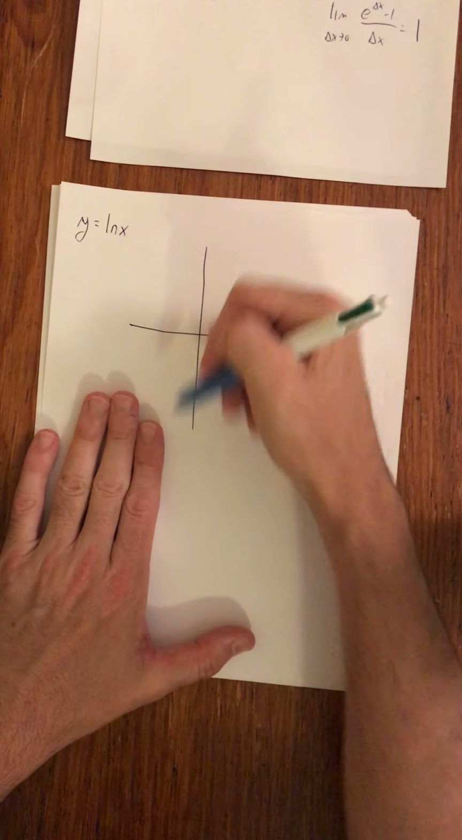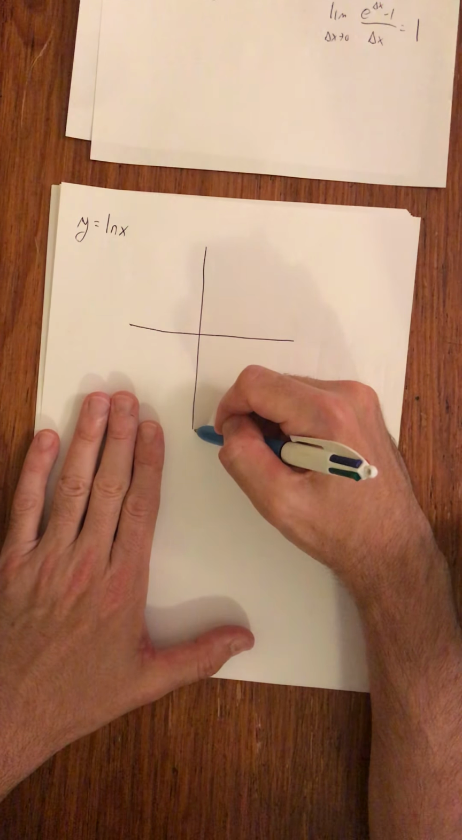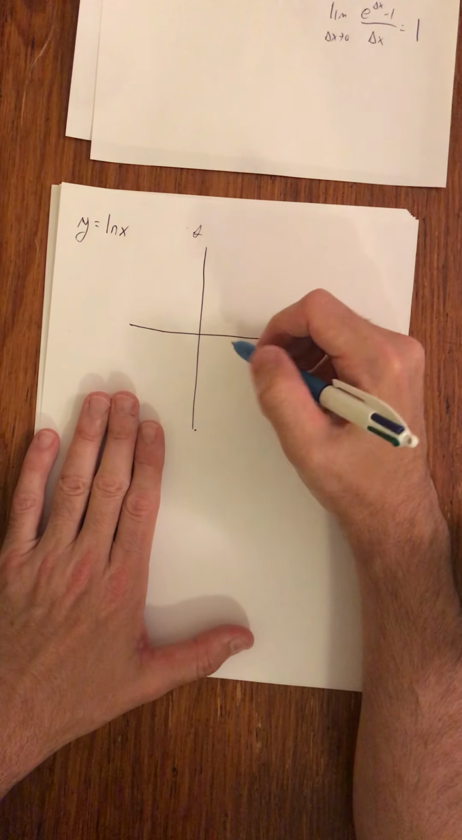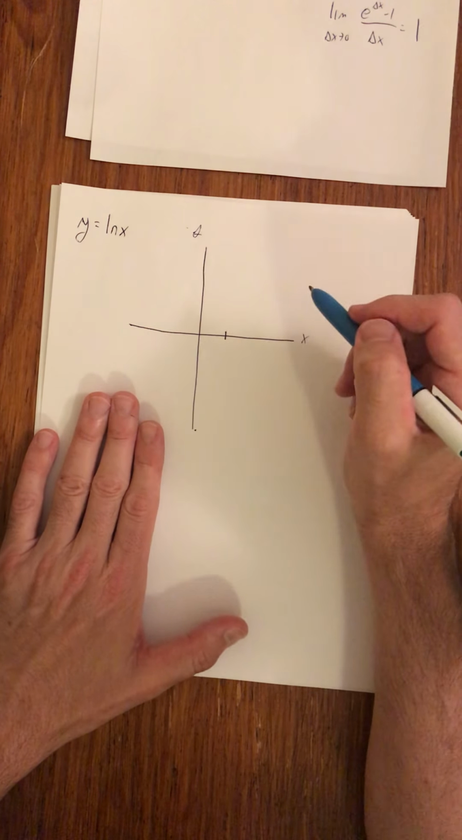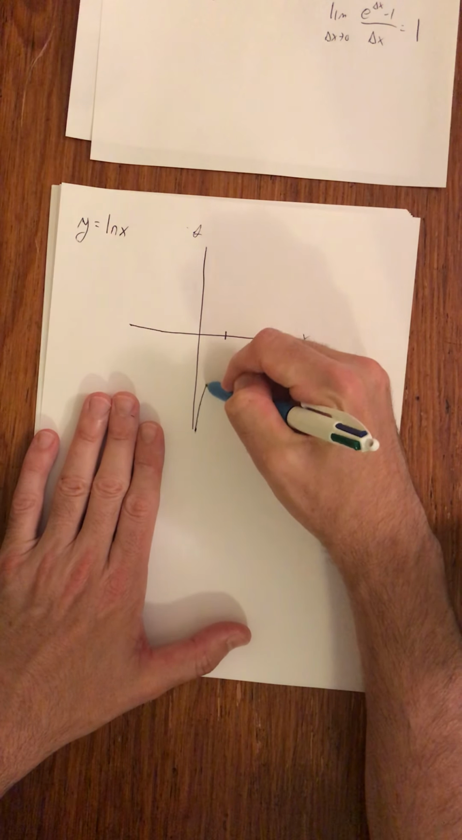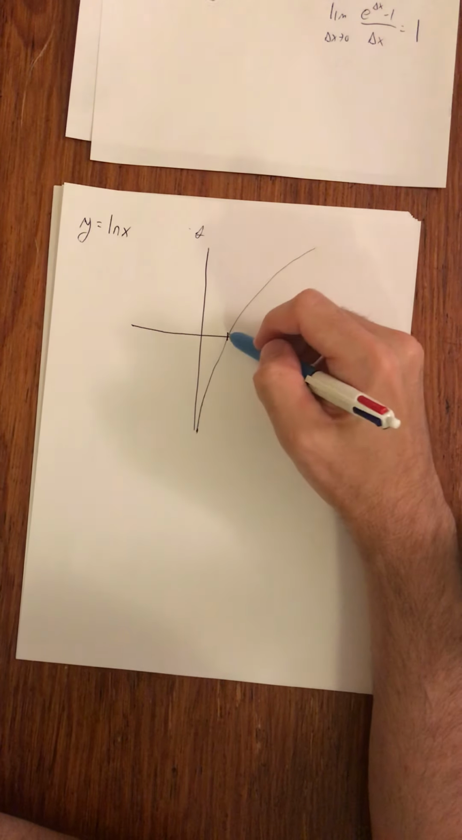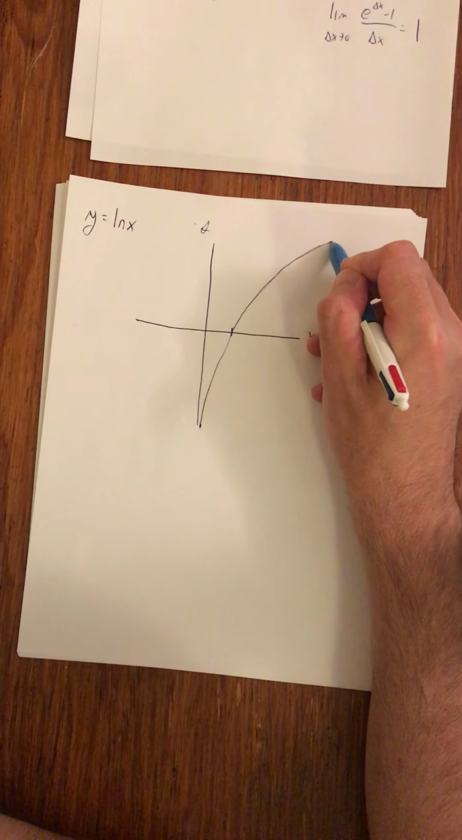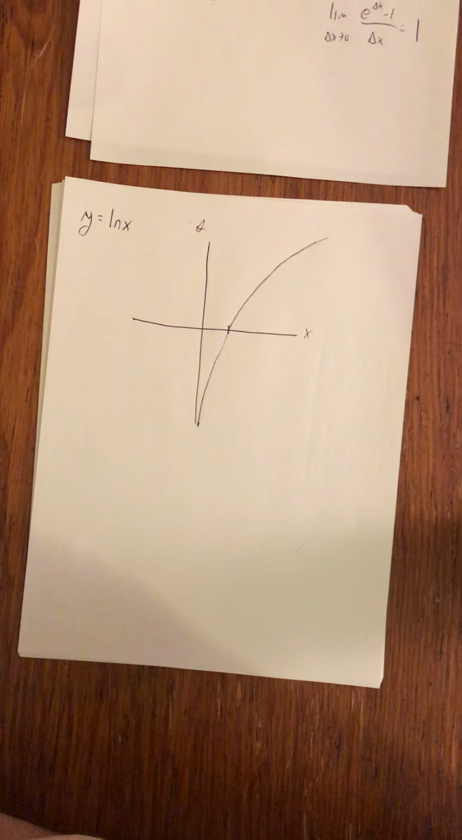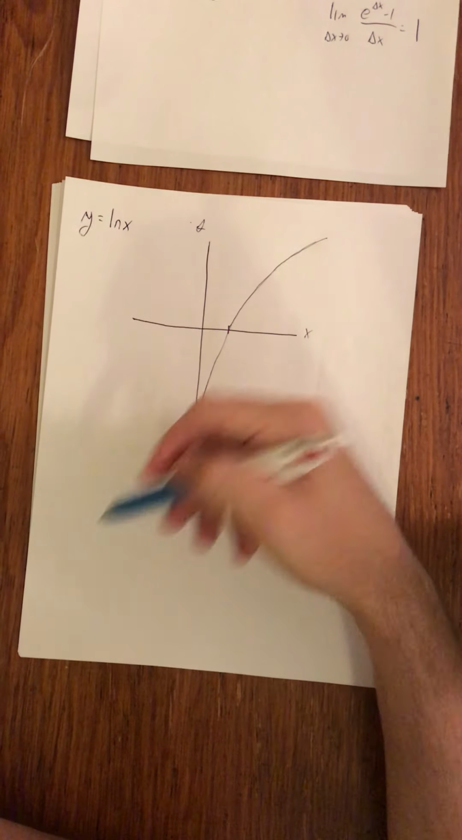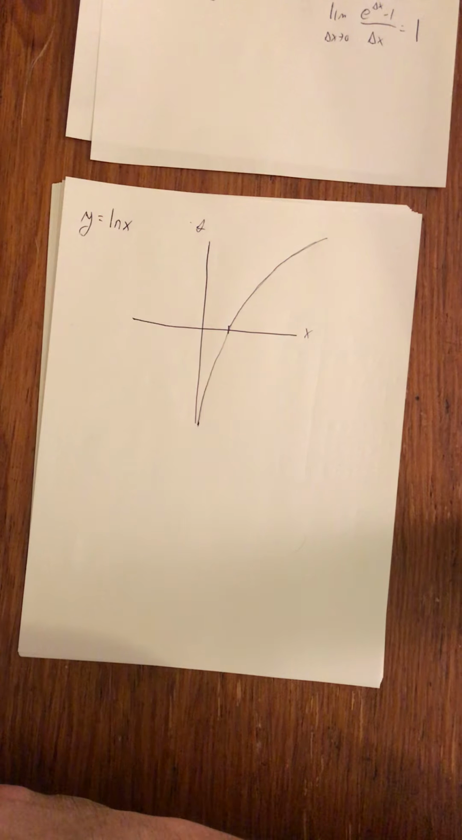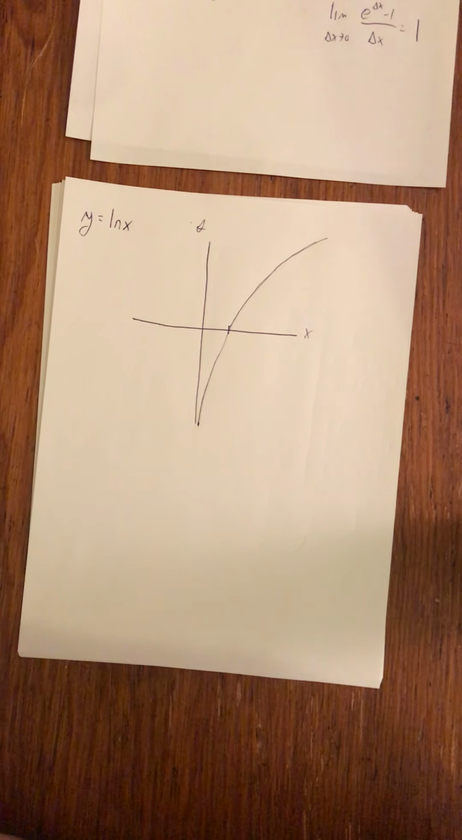So here we go. First thing I know, this has a vertical asymptote at x equals 0. I know it's got an x-intercept at 1. As x approaches 0, this thing approaches negative infinity, and as x approaches infinity, y approaches infinity as well, right? So it's just the reflection of the e to the x graph about the y equals x line. So there we go.